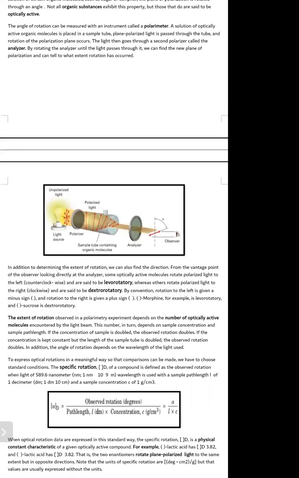This is the diagram of a polarimeter. We have first the observer, then the analyzer, then the sample tube containing organic molecules, and then the polarizer, then the light source. The material is placed in a sample tube, the plane polarized light is passed through the analyzer, and we can observe the rotation.